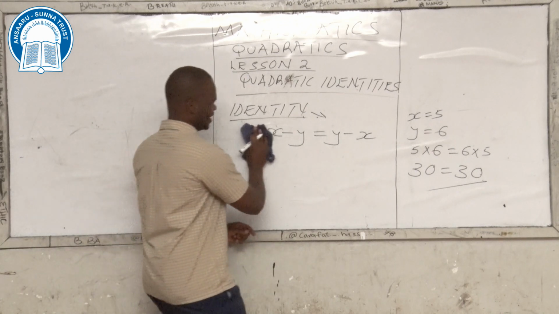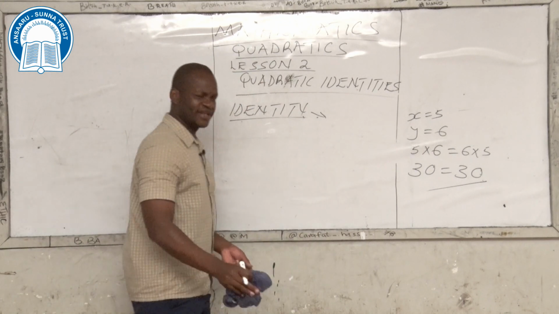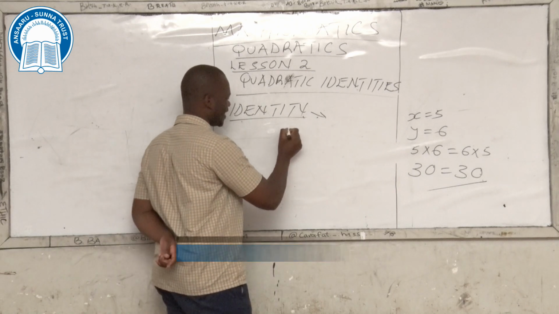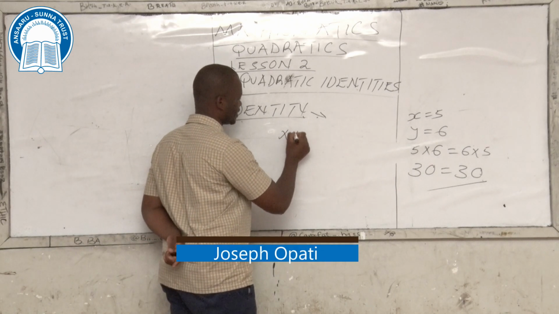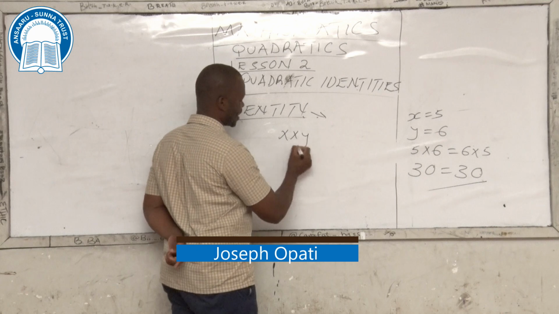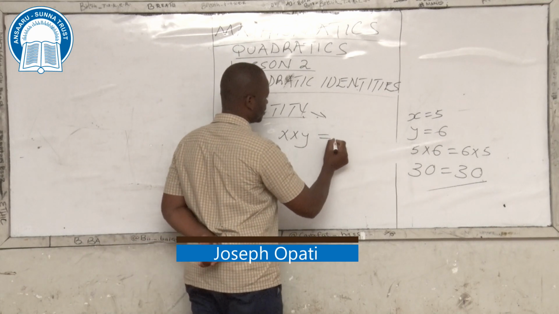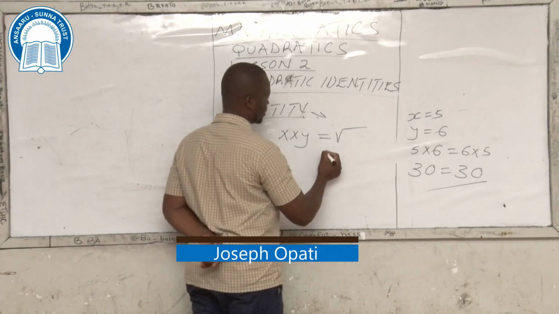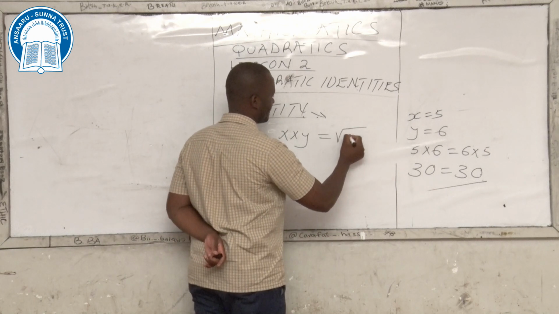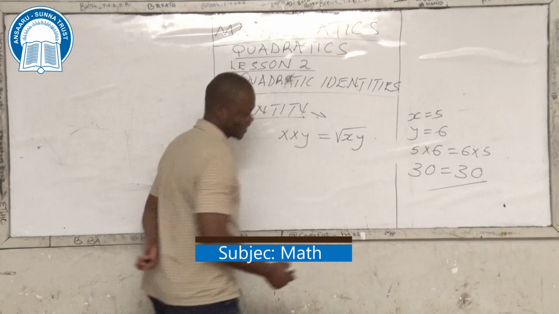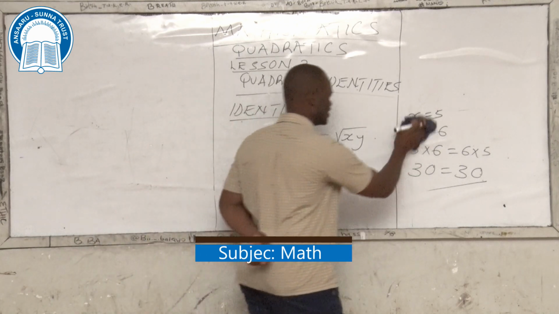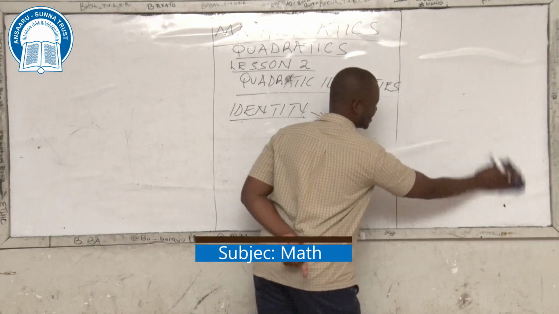Or let me choose an example that will work well. Let me have x times y is equal to the square root of x times y. I think this will work well, just to make sure the point is home.